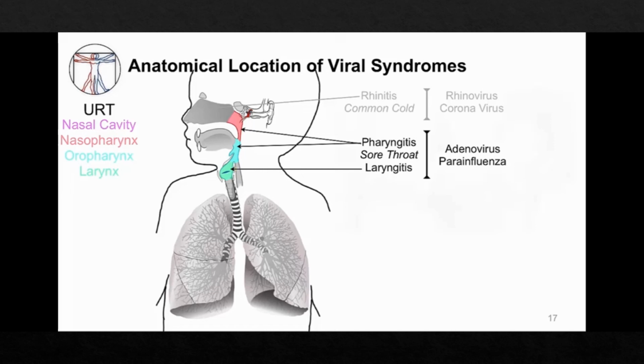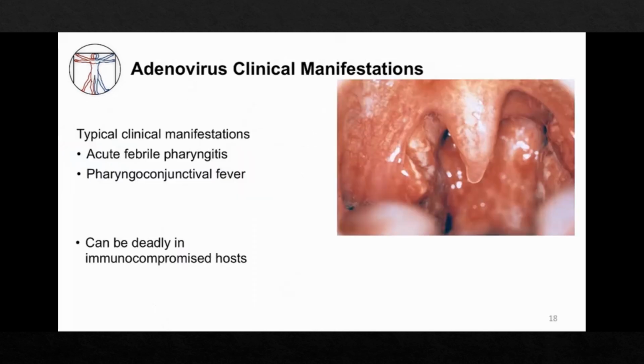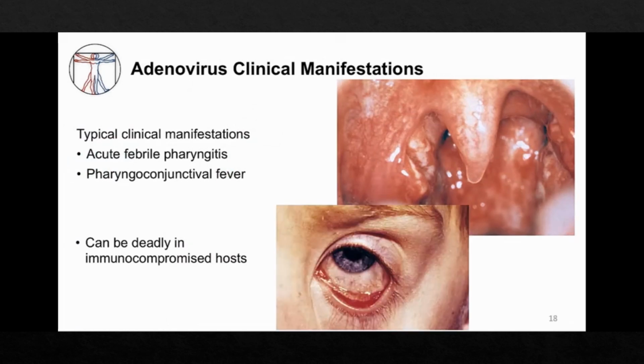The viruses that can cause a sore throat or even laryngitis are typically adenovirus and parainfluenza virus. And adenovirus is characteristic where you can see these exudates on the tonsils, and often associated with conjunctivitis and sometimes otitis.